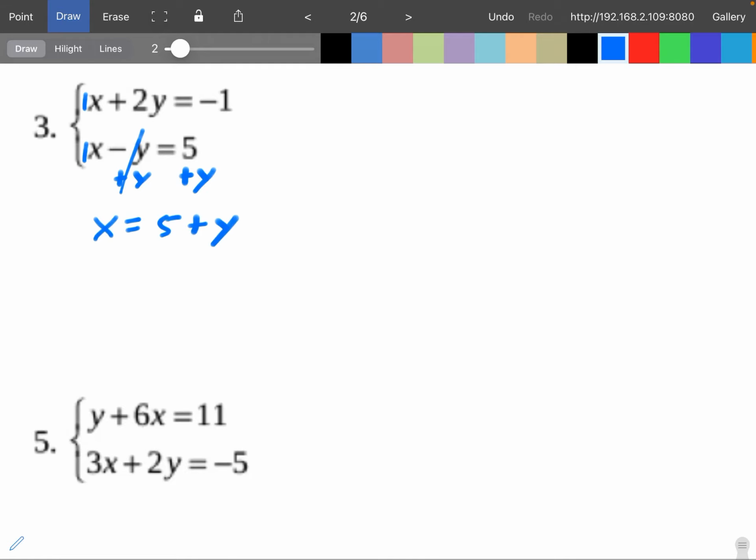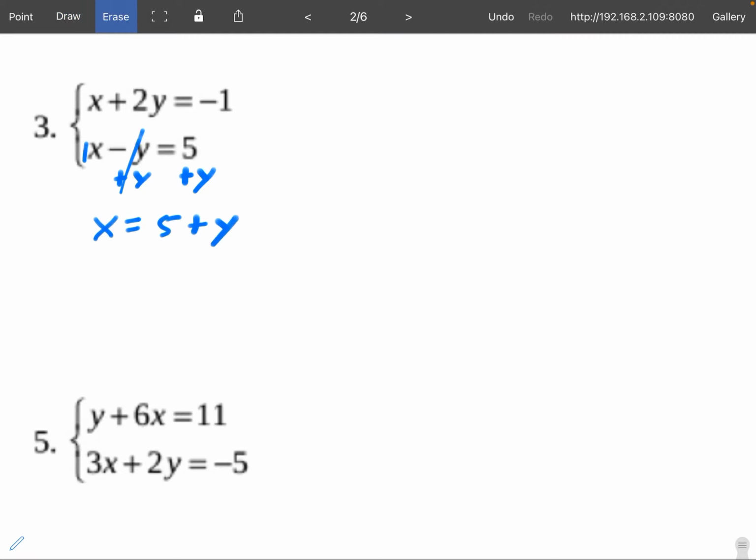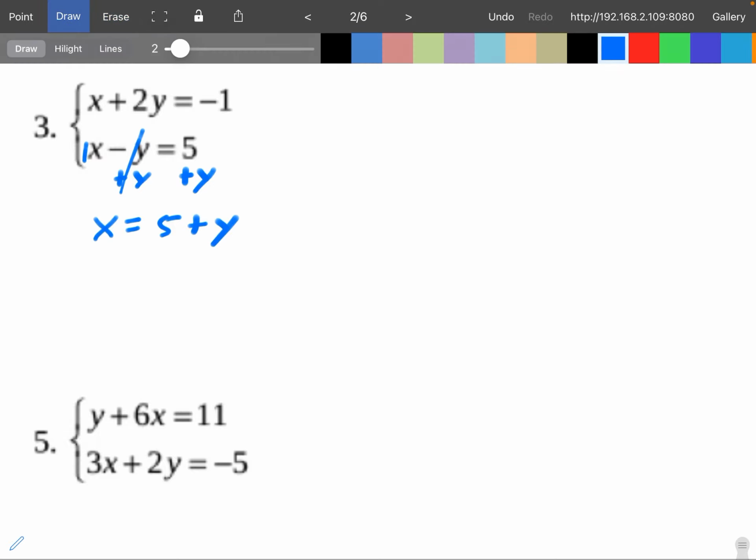He said solve the bottom one for x. So all I got to do to solve the bottom one for x is just add y on both sides. So that bottom equation becomes x equals, these cancel out, so I just get 5 plus y. All right, so that was step 1.